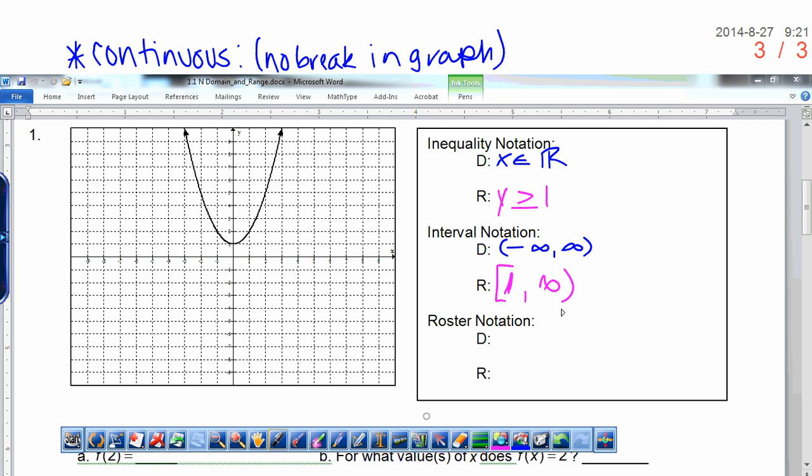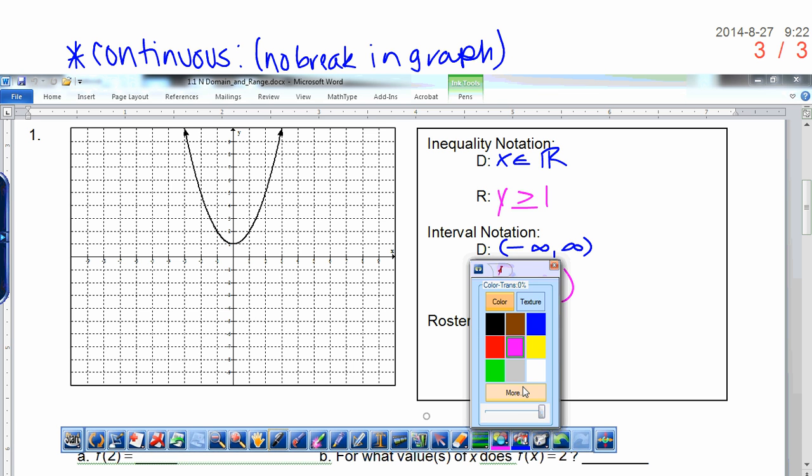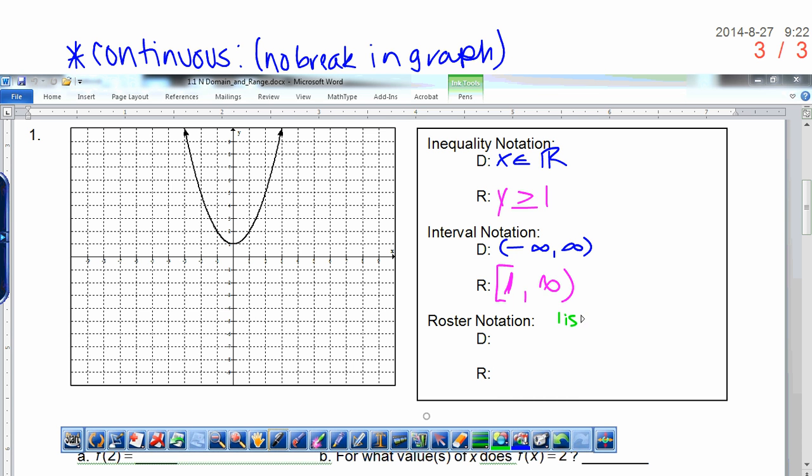Roster notation means when you list numbers out. Is there any way we can list every number in the domain or every number in the range? No. So we can't do roster with continuous data or with a continuous graph. And why did I say this graph was continuous? No break. I can draw it by keeping my pencil down.